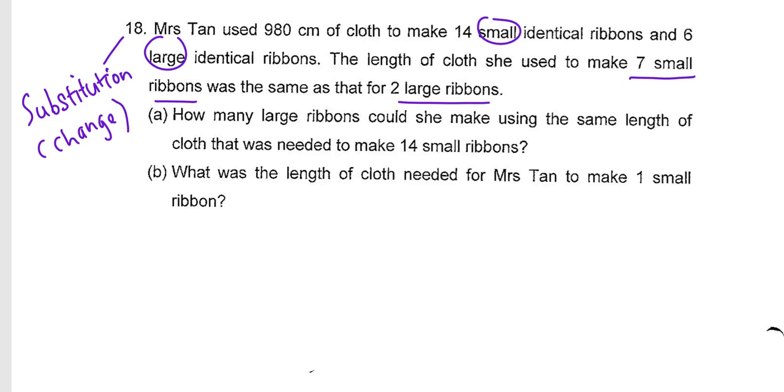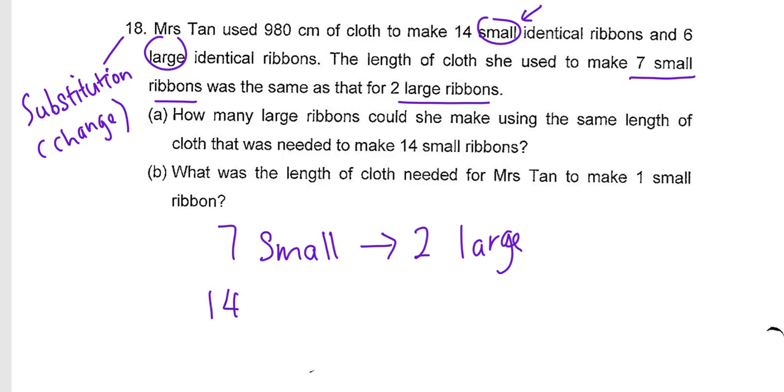Okay, now over here, there are 2 different types of units. You have got a small and you have got a big. So what I'm going to do is this, I'm going to change all the small ones to big ones. All the small things to all the big units. Now, if I know that 7 small ribbons gives me the same as 2 large ribbons, then what about if I have 14 small ones? That means I'm actually able to make 4 large ones.